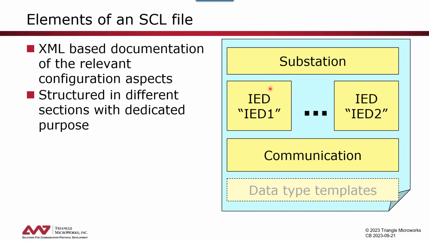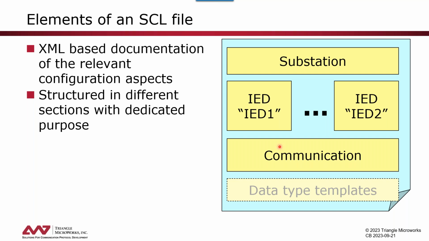Then we have an IED section for each of the IEDs that we use in our system, and it basically describes the data model of the IED as well as the communication configuration, like GOOSE, report, and sampled value messages, how those are configured. Last, we also have the communication section. That's where we include all the information related to the communication network. So basically addressing information for our system.